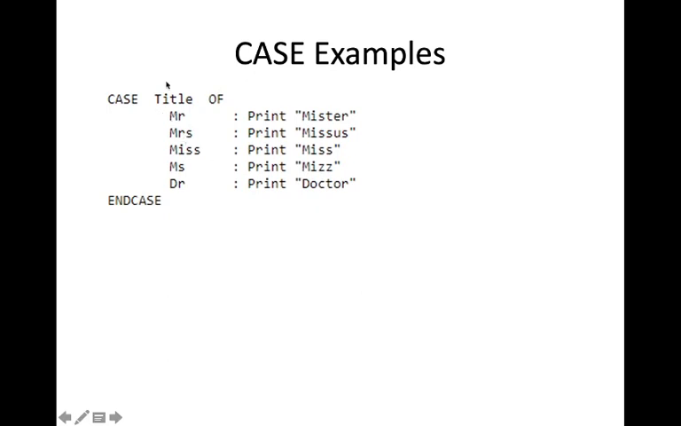So this is an example. Case title of. If the title is MR, you will print Mr. If it is MRS, you will print Mrs. If it is MISS, then you will print Miss. We have not included the default here. So this way you can write. This title can be considered an expression, and it has multiple values. These 5 values can happen. If title equals DR, then we will print Doctor.